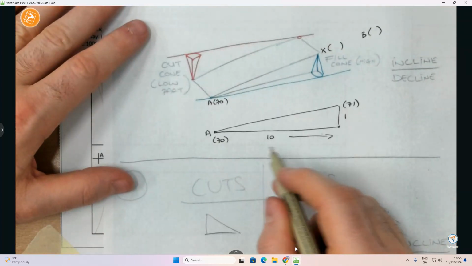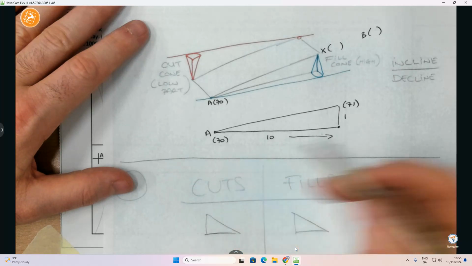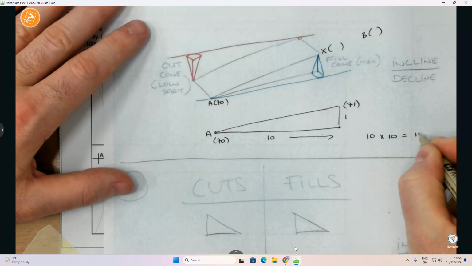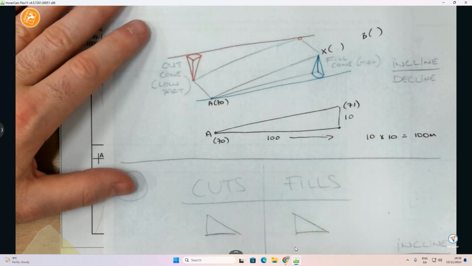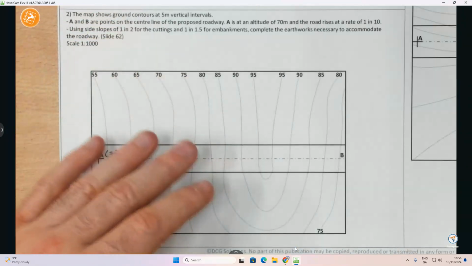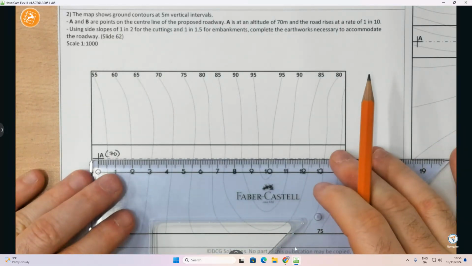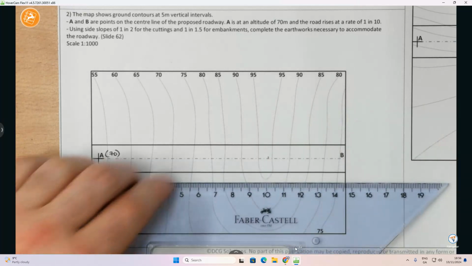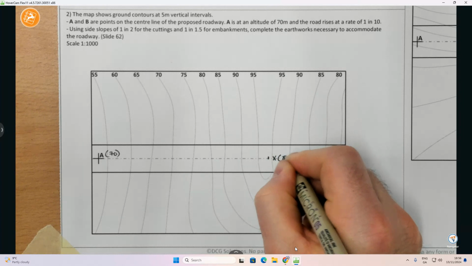So what would I have to multiply? I'm going to go with 80. So how much extra is 80 added on to 70? It's 10 extra. So 10 times 10 equals 100. So I have to travel 100 meters along the road to go up 10 meters in height, basically. Okay, so that's kind of how I'm going to do it. So from A, I'm going to measure 100 millimeters, and I'm going to write right there, that's X, and X is at 80.